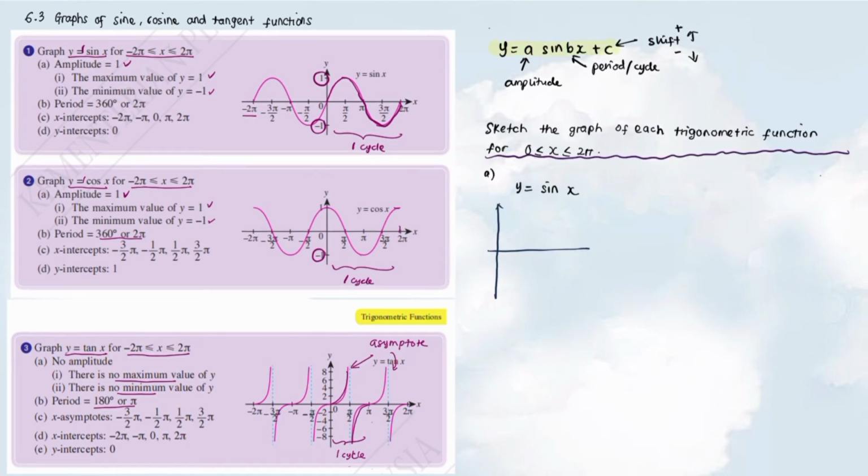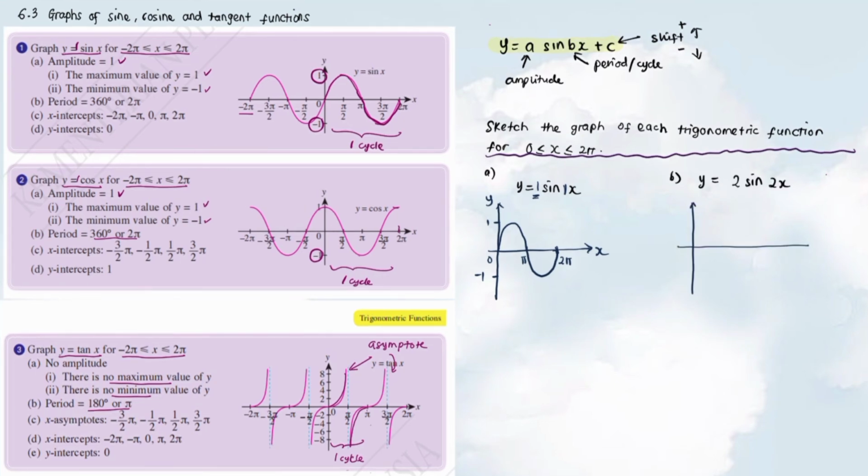So let's learn how to sketch the graph of the trigonometric function for the range 0 to 2 pi. So we have y equal to sin x. The period is 1 and the amplitude is equal to 1 also. So the basic shape of sin x is an S shape. The period is equal to 1, so only one cycle to reach 2 pi, and the amplitude is 1, so the maximum is 1 and the minimum is negative 1.